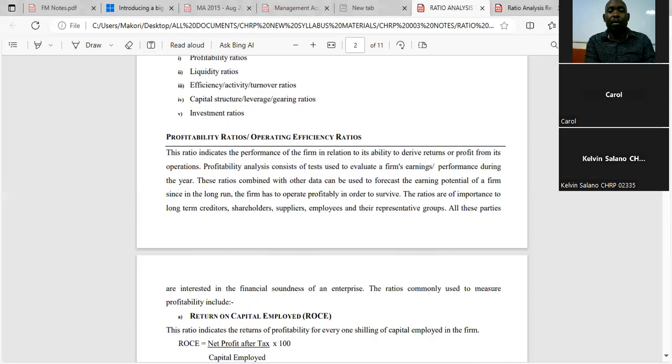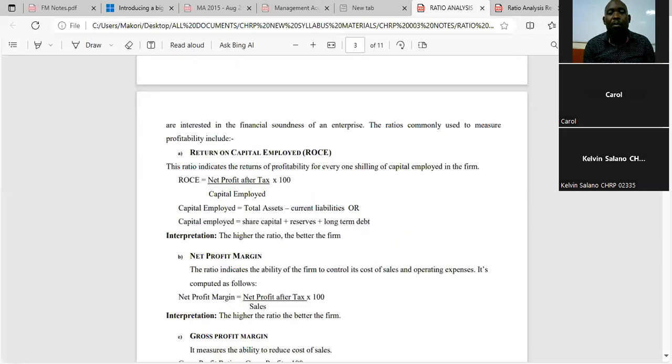So we have now the profitability ratios. We have said that these are ratios that measure the performance of the firm in terms of profit that has been generated from the operations. Number one, we have the return on capital employed, which we normally denote as the ROCE, which is the net profit after tax divided by the capital employed.